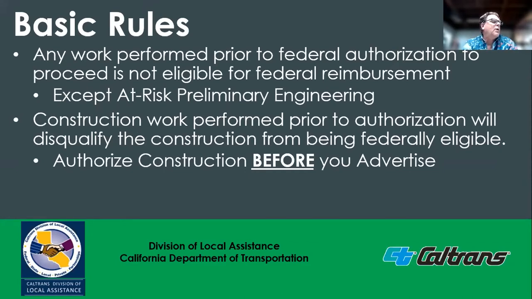Prior to beginning highway work for which federal reimbursement will be requested, the project phase must be formally authorized by FHWA. Each federally funded phase requires a separate authorization. Any work performed prior to authorization is not eligible for federal reimbursement, excluding the at-risk PE. For construction, federal authorization must be received prior to advertising. Projects advertised for construction contract prior to federal authorization are not eligible for federal funds. You must obtain authorization before you advertise.